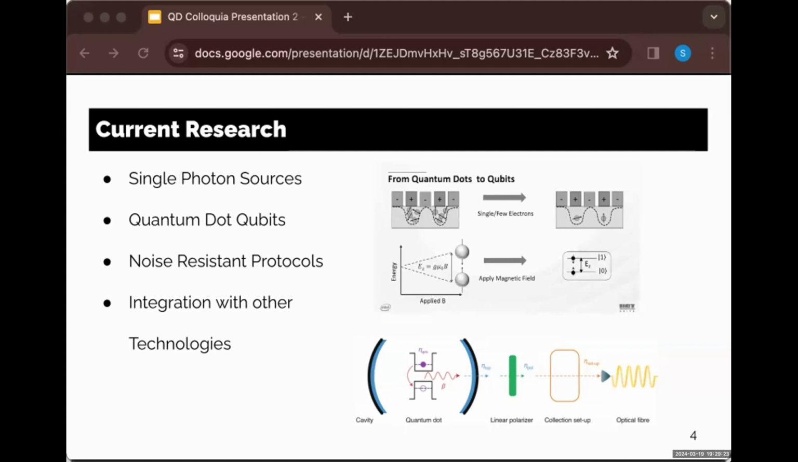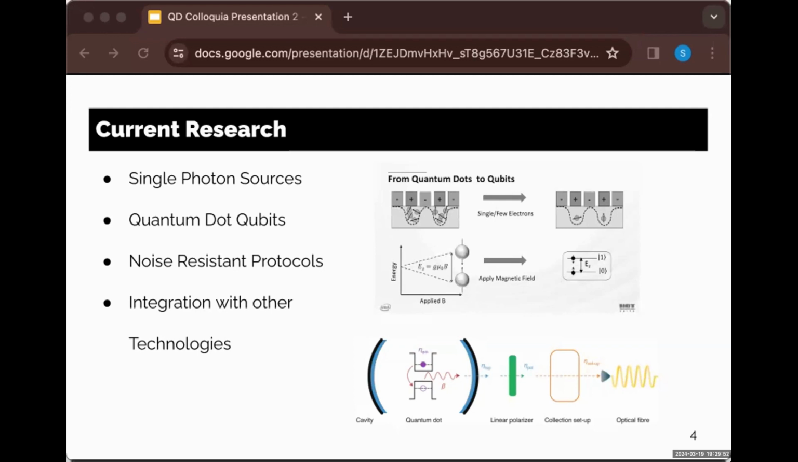Next, noise-resistant protocols. Quantum dots offer the potential to mitigate various noise sources that can compromise the security of QKD systems. For instance, researchers are developing protocols that can tolerate high levels of noise and loss, such as the use of quantum error correction codes and decoy state protocols. These approaches aim to make QKD systems based on quantum dots more resilient to practical limitations and environmental disturbances.